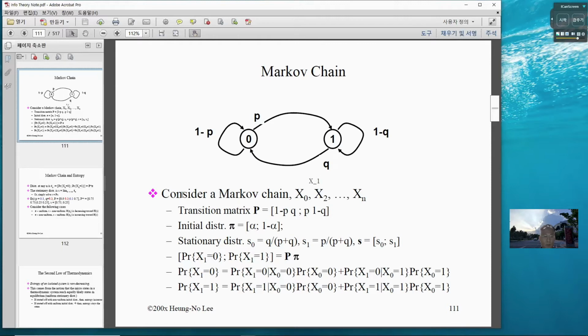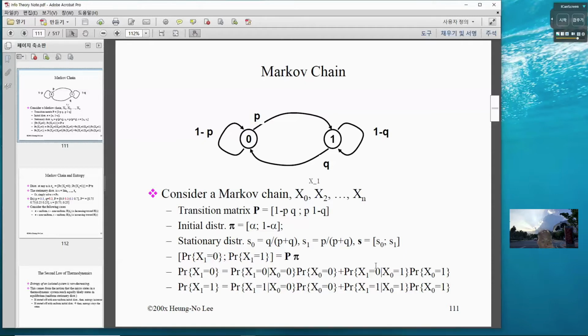And then we want to consider Markov chain x0, x1. There is a typo, so I forgot. This has to be included right here. x0, x1, x2, and so on, all the way up to n. And then we can let n goes to infinity as well. And this one, there is a transition matrix P, and the initial distribution pi, and stationary distribution S.